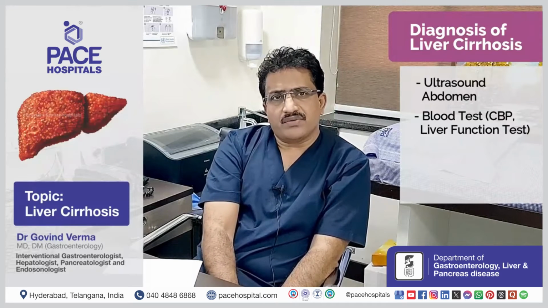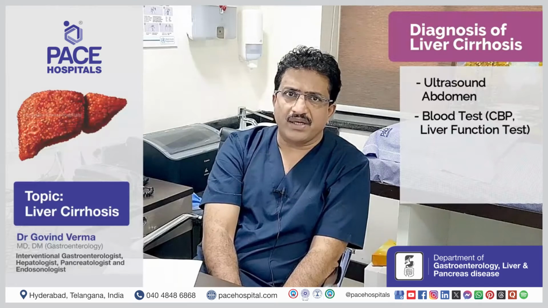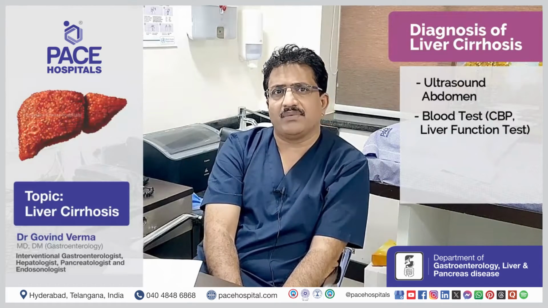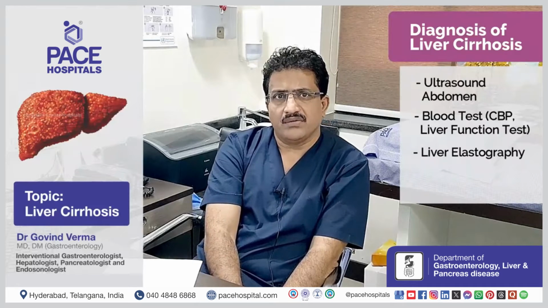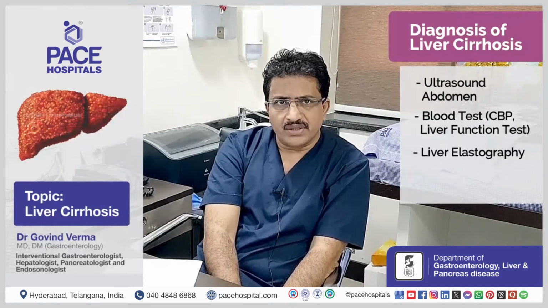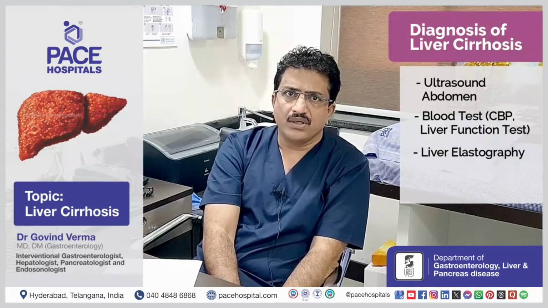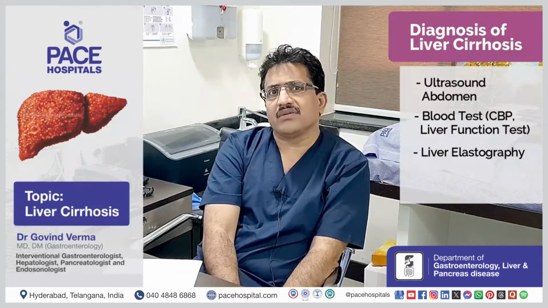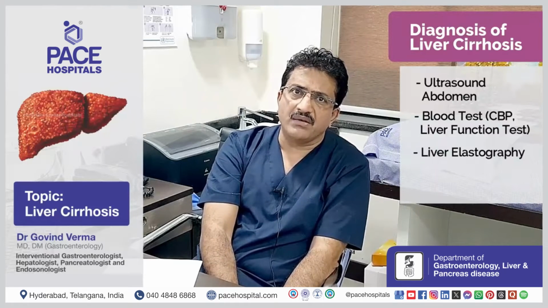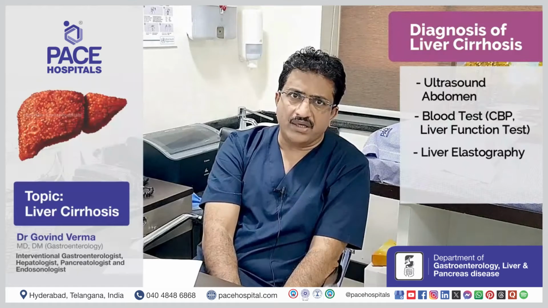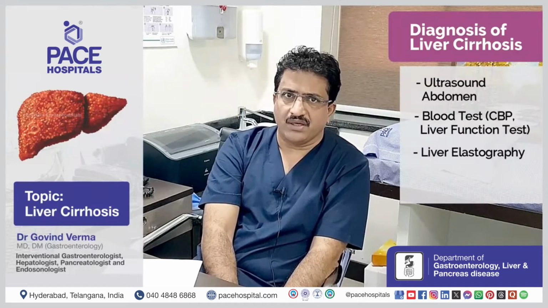The third investigation, which we do commonly to establish the stiffness of liver, to determine how much fibrosis of liver is happening, is liver elastography. This is a very, very important investigation. By doing this test we also come to know the scoring of stiffness, and based on the score we come to know what stage of the liver disease the patient has come to us with.